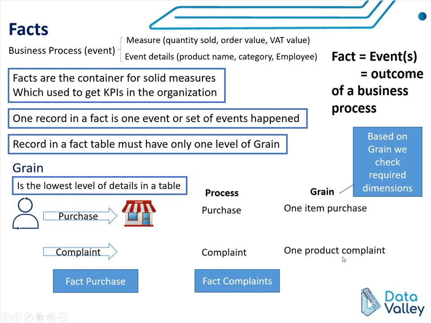The same for complaint. In complaint, the grain is one product complaint. So in the complaints fact table, one record represents one complaint only on one product or one service. And we agreed we cannot have two levels of grain in the same fact table. So now we know what a fact table is and what information we expect to be in a fact table. Let's now discuss what types of fact tables we have.